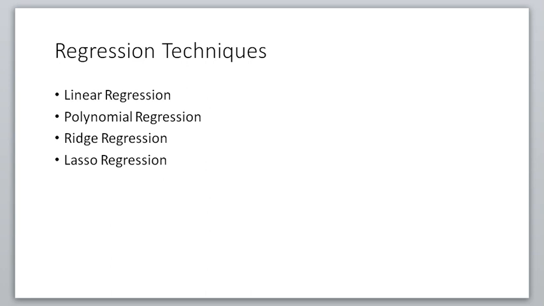Now, what are the common regression techniques which are being used? These are linear regression, polynomial regression, ridge regression, and lasso regression. These techniques are used for doing regression. Different kinds of problems are there, so for different problems, you use different kinds of regression techniques. There are a lot of regression techniques which you can use, so it depends on the problem in hand and the data in hand.